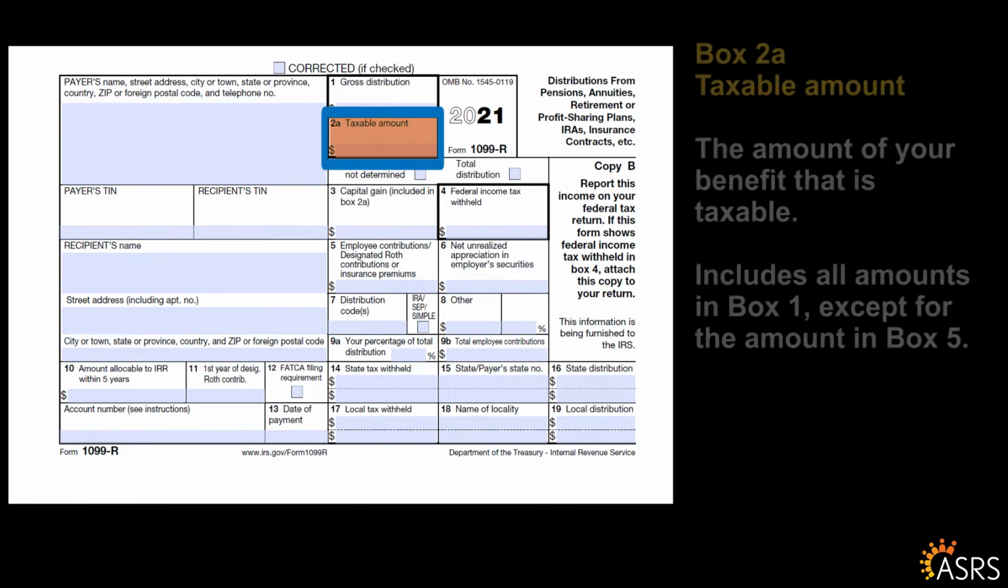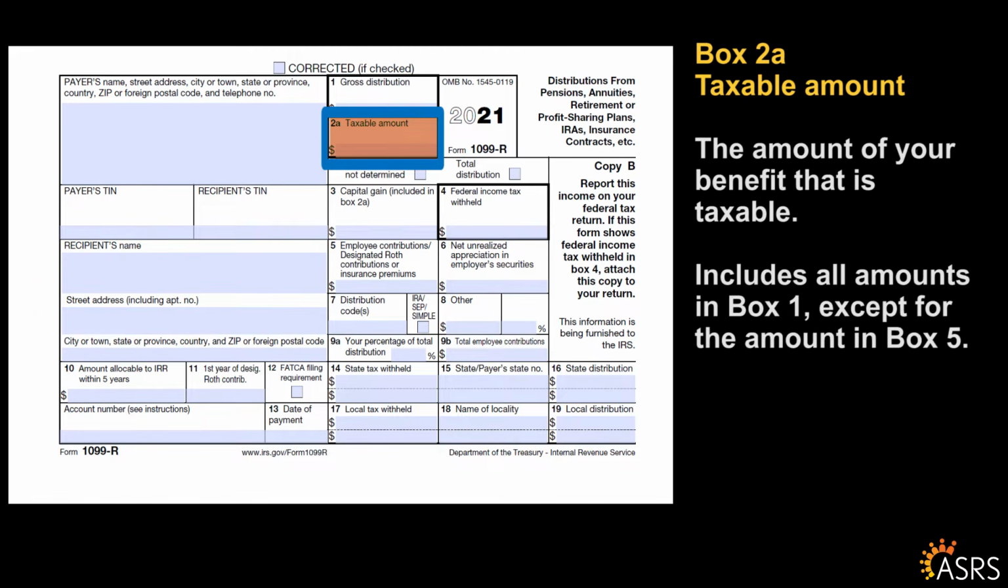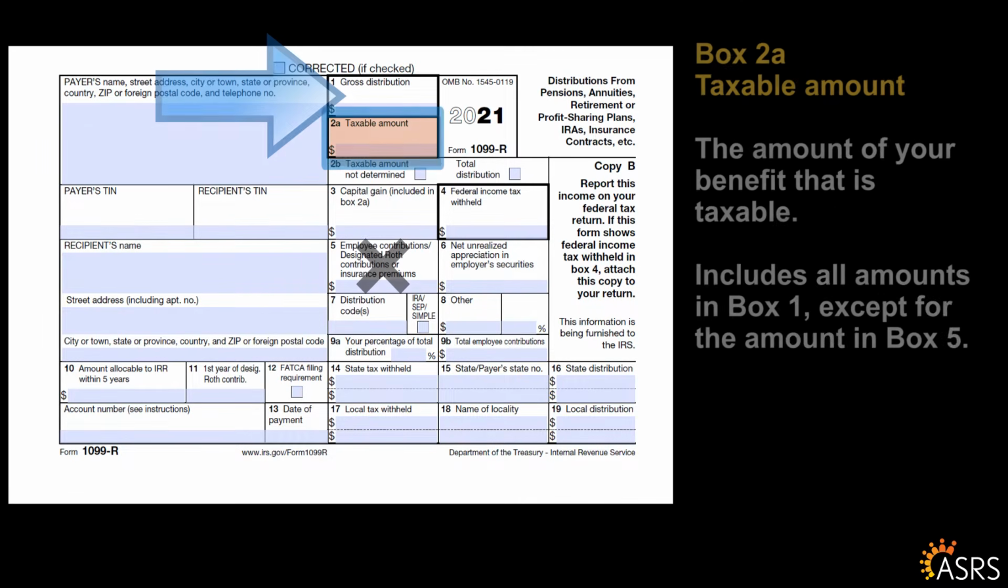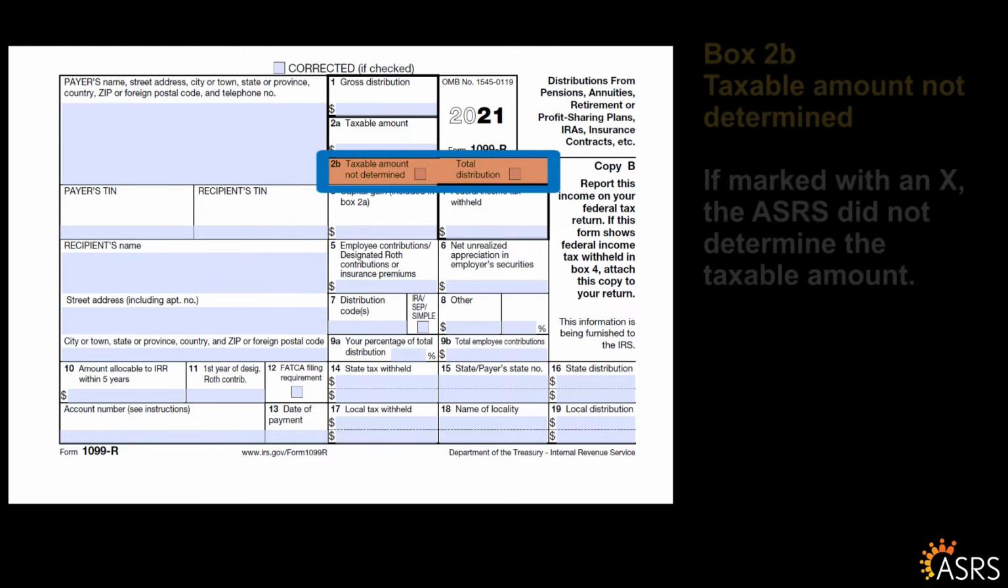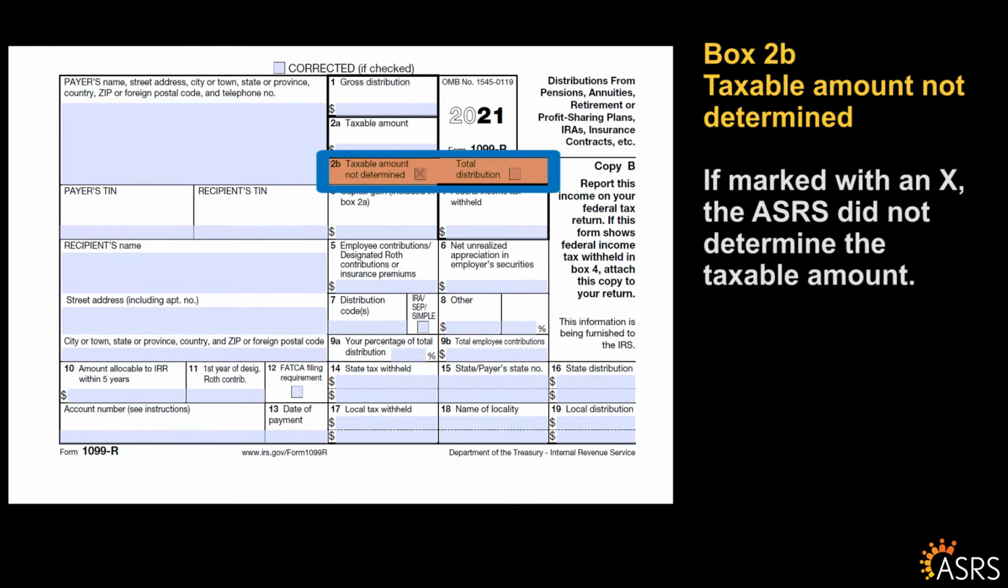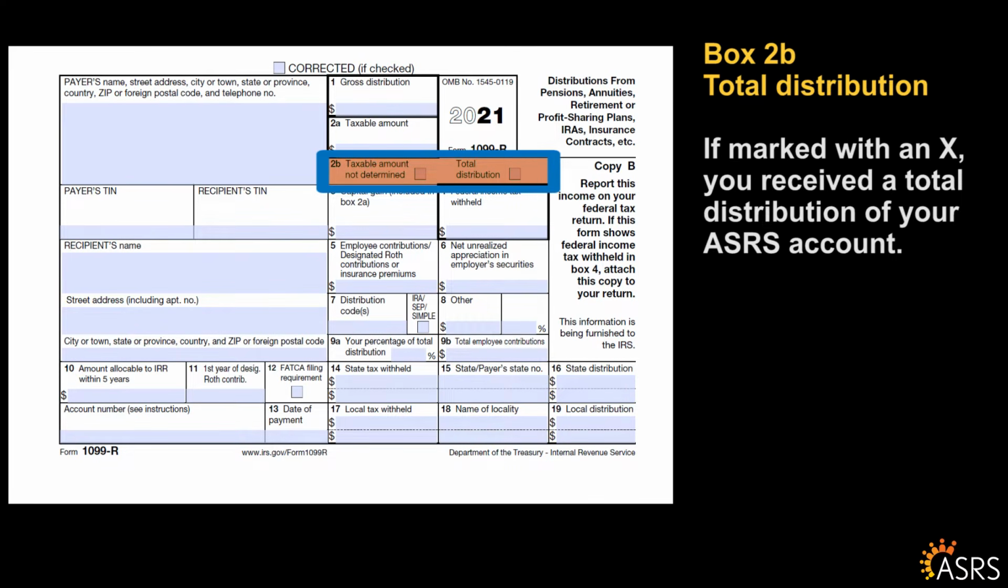We'll look at where you can find your annual health insurance premiums toward the end of this video. Box 2A, taxable amount. This is the amount of your benefit that is taxable. It includes all the amounts in Box 1 except for the amount in Box 5, which is a portion of your employee contributions already taxed. Box 2B, taxable amount not determined. If this box is marked with an X, the ASRS did not determine the taxable amount. This applies to a small percentage of ASRS retirees. If you received a total distribution of your ASRS account, the total distribution box will be checked.